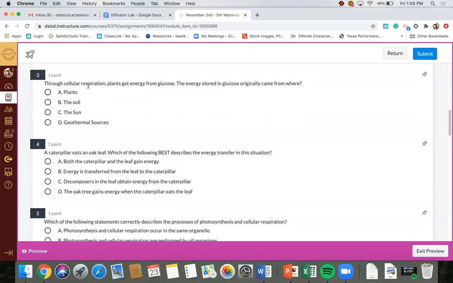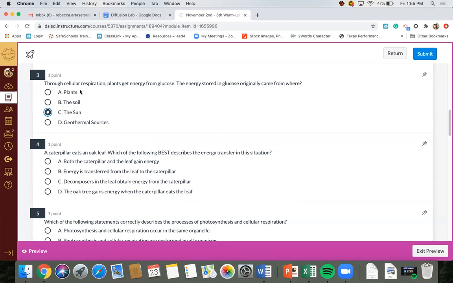3, through cellular respiration, plants get energy from glucose. The energy stored in glucose originally came from where? So now I'm asking myself, what is the energy transformation in making glucose? So I know glucose is a product of photosynthesis, and that energy transformation is going to be radiant energy to chemical energy. And so that radiant energy originally came from the sun.